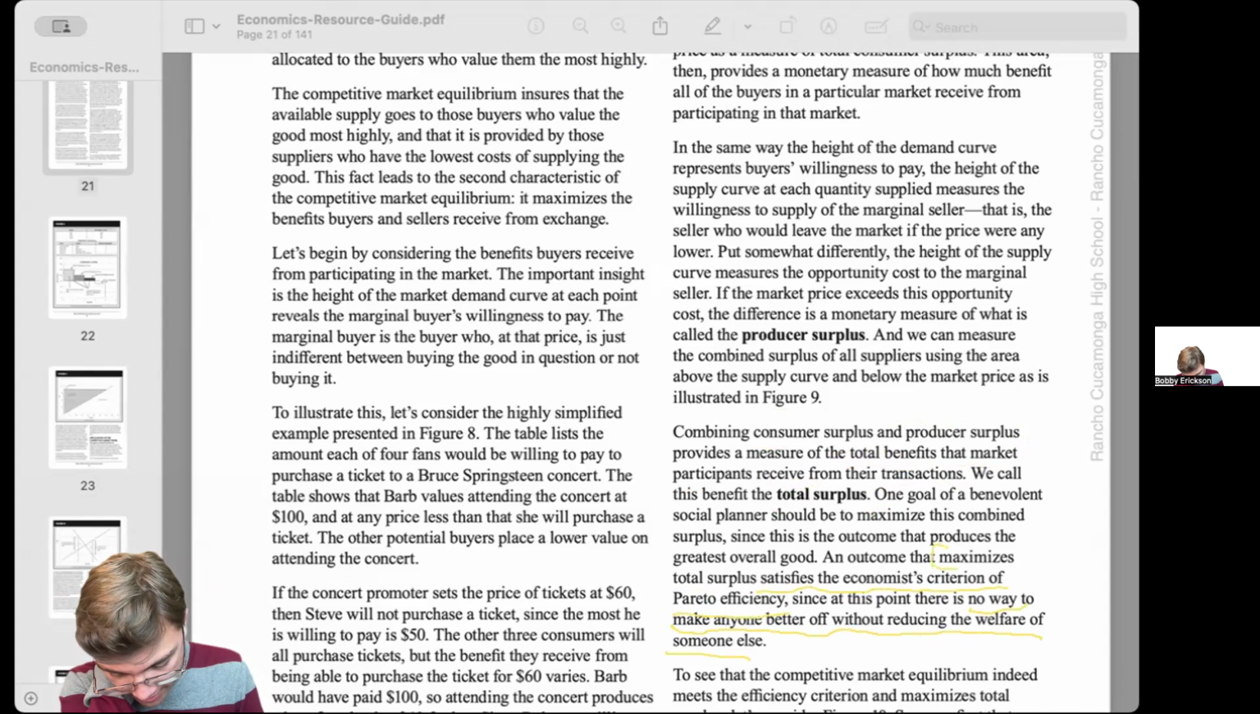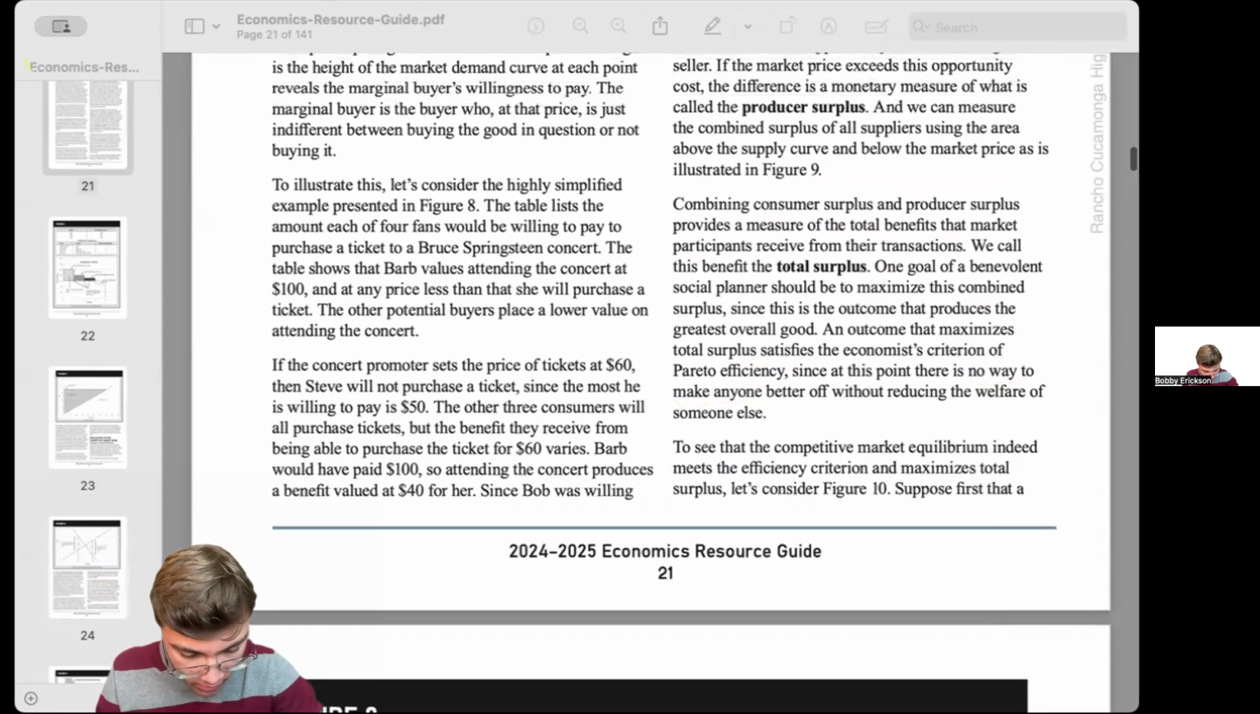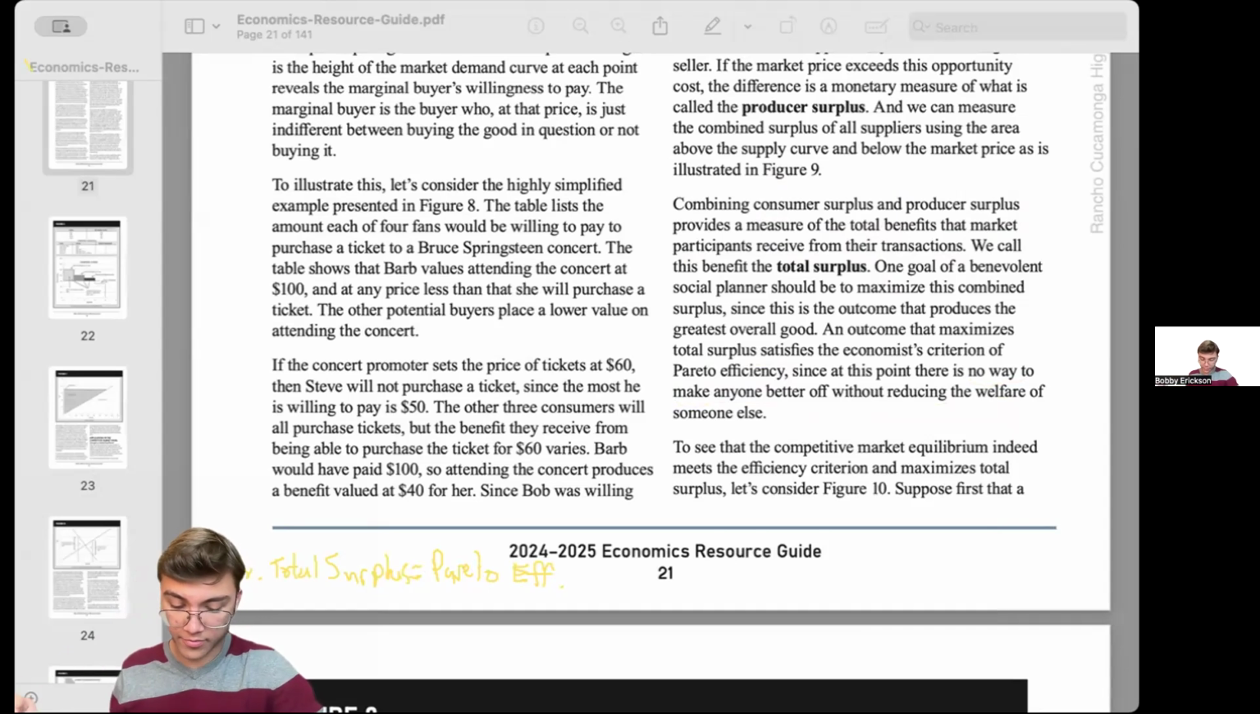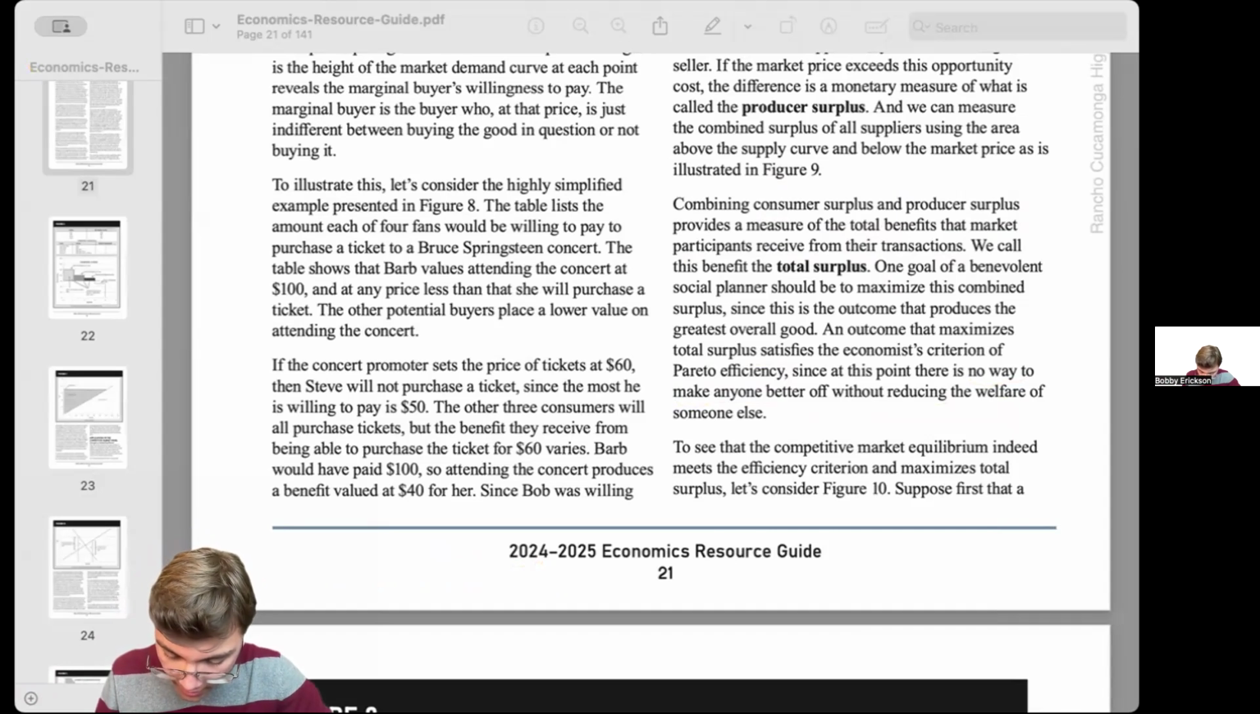So maximizing total surplus, I'm going to write this as an equation. Maximizing, max total surplus equals Pareto efficiency. So when you have max total surplus, then we are Pareto efficient here in the market.